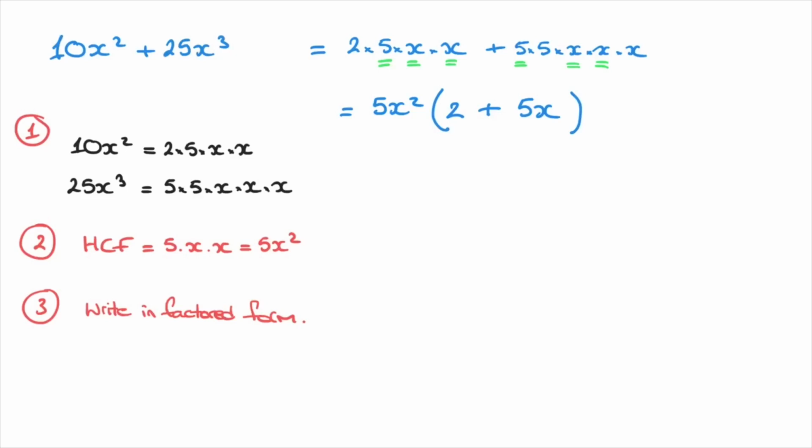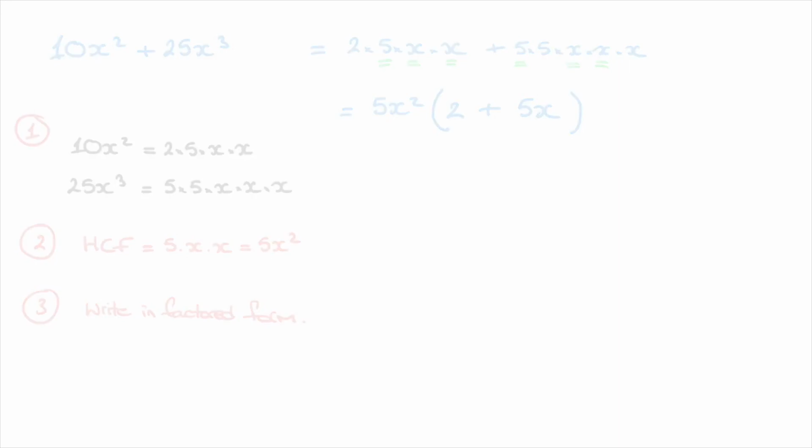Let's look at one last example. Say we're given 8m squared minus 4m, and again we're asked to write this expression in its factored form. Well, once more, we can follow our 3 steps. So step 1, we write each of the two terms as a product of its factors.